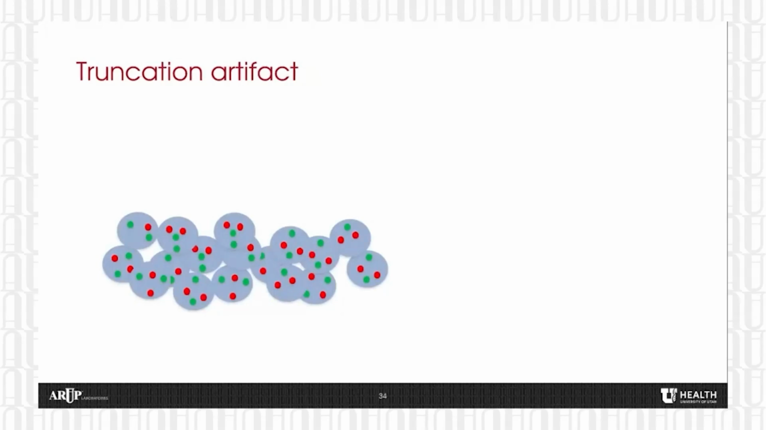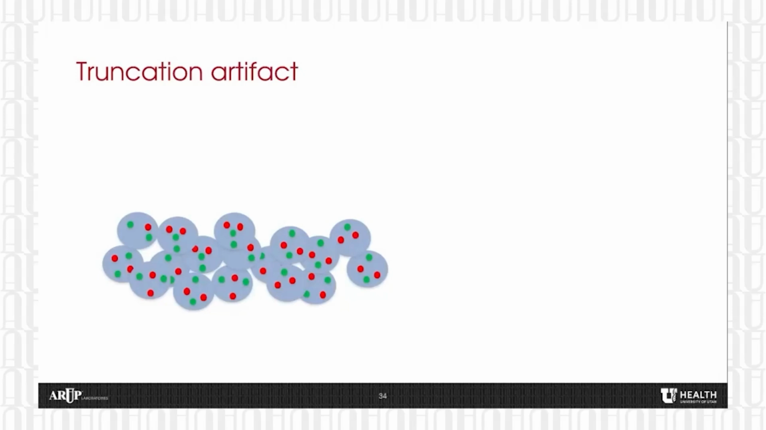One of the most important artifacts that everyone who does the interpretation of solid tumor FISH needs to keep in mind is truncation artifact. So as you know, in a paraffin block, an FFPE specimen, the cells are not in a monolayer. They're rather overlapped on top of each other.